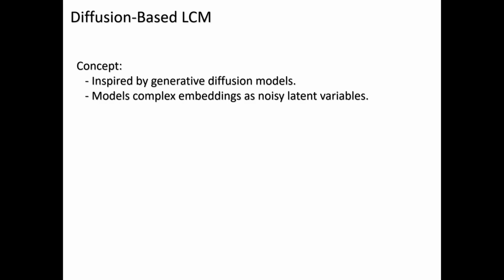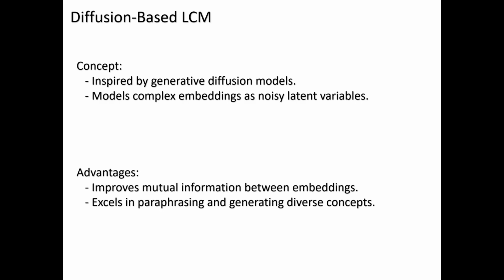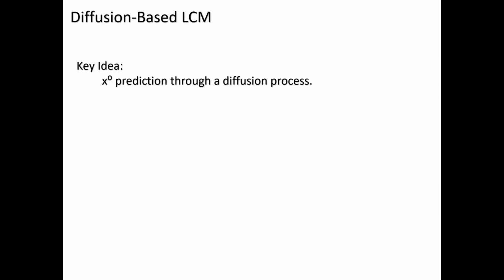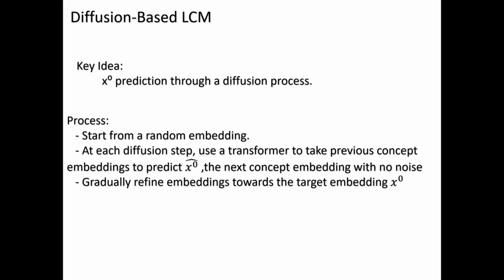The diffusion-based LCM is inspired by generative diffusion models, and it can model complex embeddings as noisy latent variables. The benefit of using this kind of training method is that it increases the mutual information between the embeddings through the diffusion process and excels at paraphrasing and generating diverse concepts. And the key idea is that it predicts the original concept embedding x0 through a diffusion process. It starts from a random embedding, and that is pretty much just noise. And at each diffusion step, it uses a transformer to take the previous concept embedding as input and predict x0 hat, and that is the next concept embedding without noise. And through multiple denoising steps like that, it gradually refines it towards the target embedding x0.